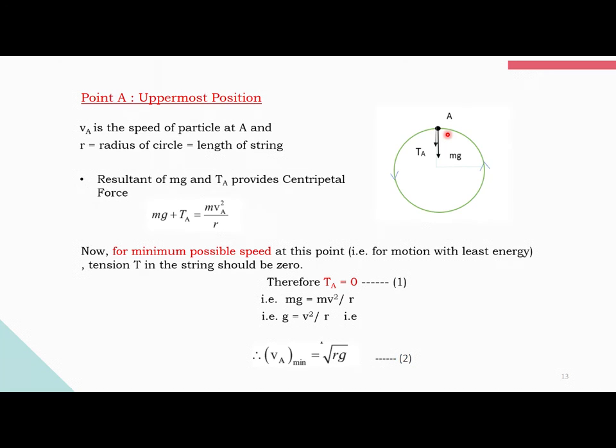Now, for the minimum possible speed at this point, the tension T in the string should be 0. Therefore, T0 is equal to Ta is equal to 0, equation number 1, that is mg is equal to mv square upon r, that is g is equal to v square upon r, and by taking the square root we can write this Va minimum is equal to the square root of Rg.